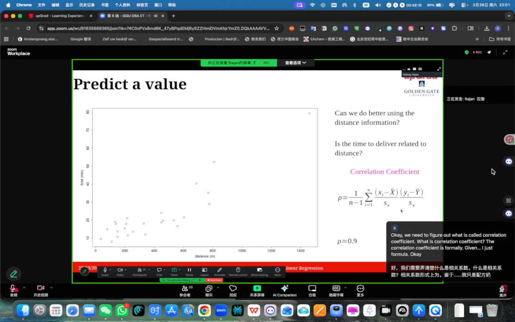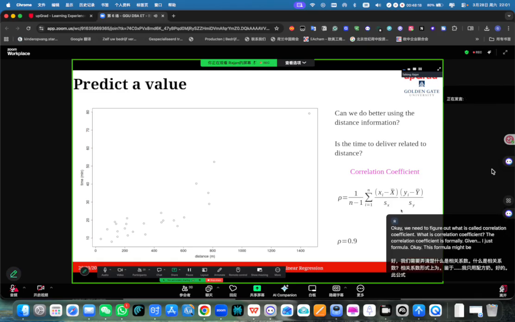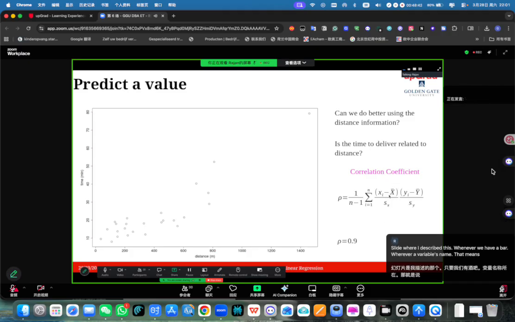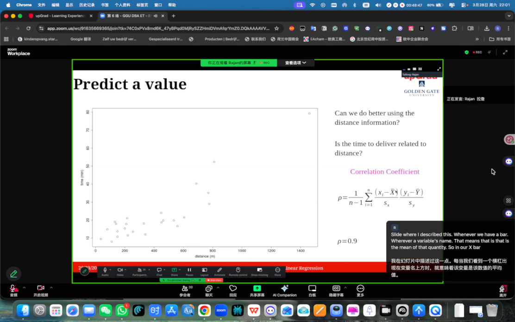Okay, this formula might be scary looking with all these different symbols. Remember, I did not tell you earlier, but this is the standard notation that we use. In fact, maybe I have another slide where I describe this. Whenever we have a bar over a variable's name, that means that is the mean of that quantity. So when I have x bar, it means mean of all x values. When I have y bar, that means mean of all y values.